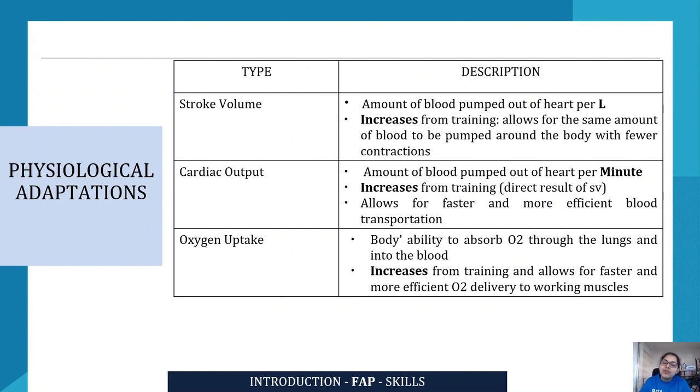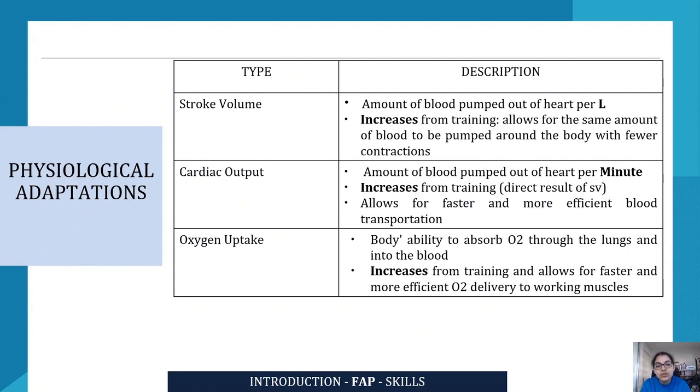So stroke volume refers to the amount of blood that is pumped out of the heart per liter, and it increases from training. So it allows for the same amount of blood to be pumped around the body with fewer contractions. So this is basically when, after training, you are essentially getting fitter, right? And your body and your heart is able to pump out more blood with fewer contractions. So that is what an increase in stroke volume refers to.